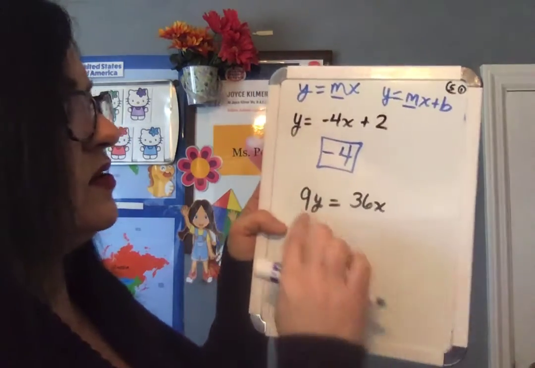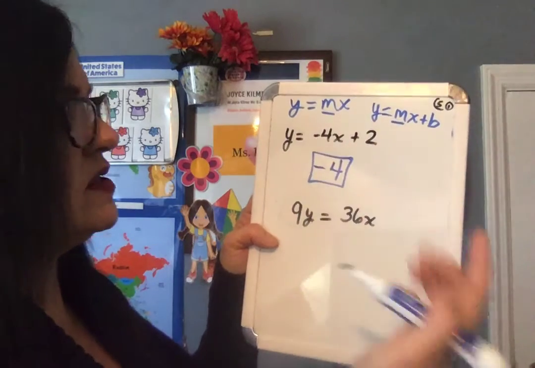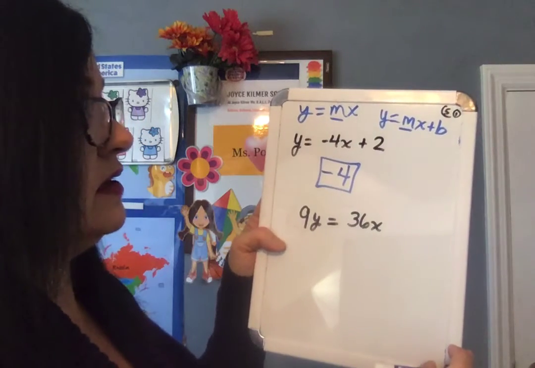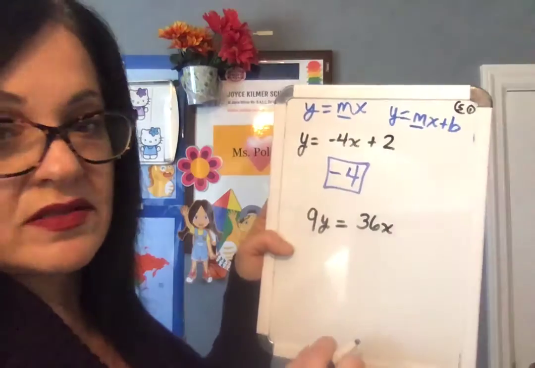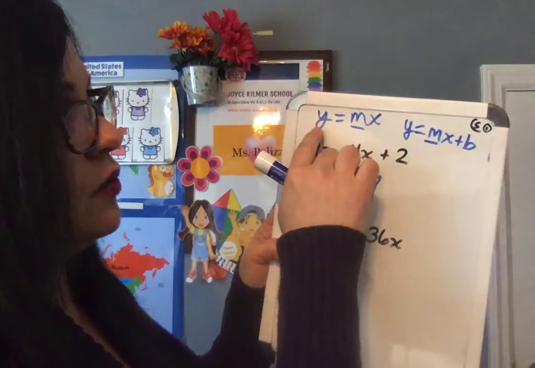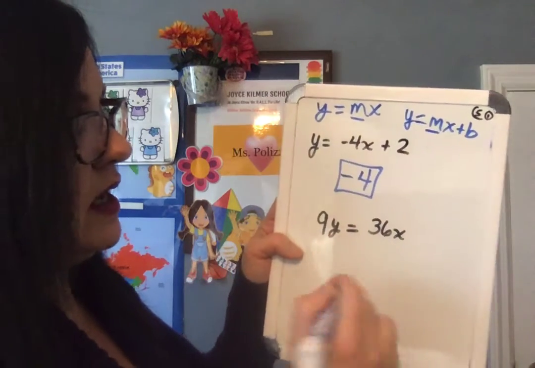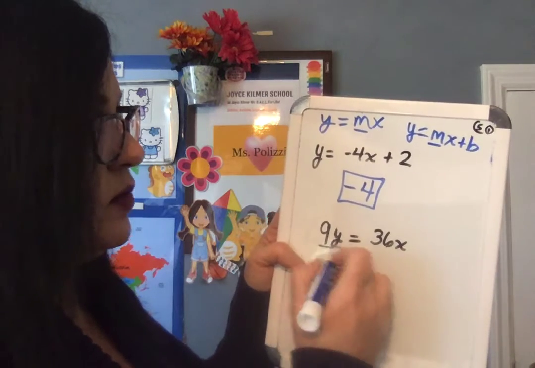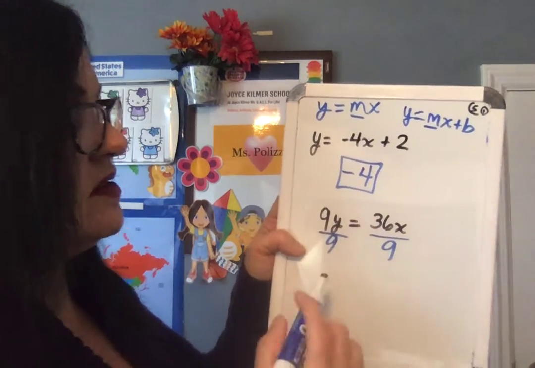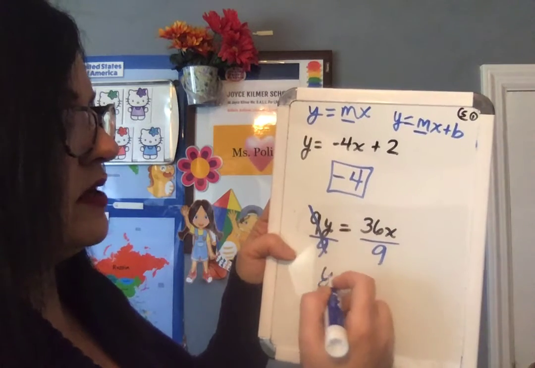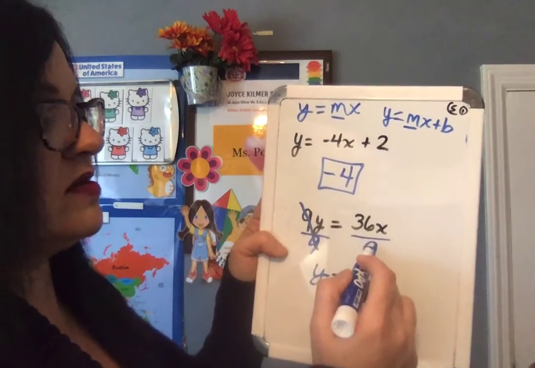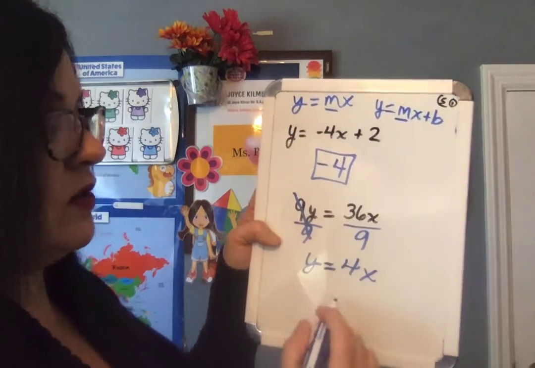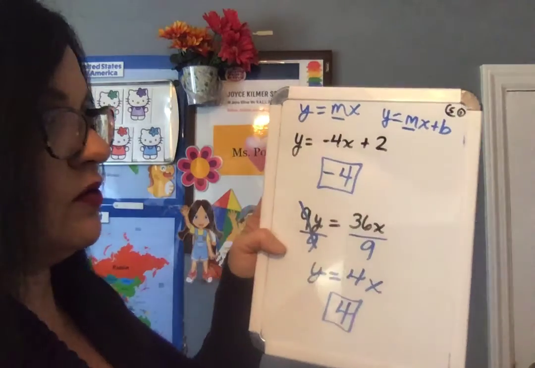And in this case here, it's not written in either of these forms, so let's see if we can get it in the form of y equals mx. So in this case here, we see that y is not alone. We want y to be alone. And when we have a coefficient in front of our y, we divide on both sides, okay? So in this case, 9, we cross it out, bring down our y, and we have 36 divided by 9 is 4, and then we bring down our x. So in this case, our constant of proportionality is 4, okay?